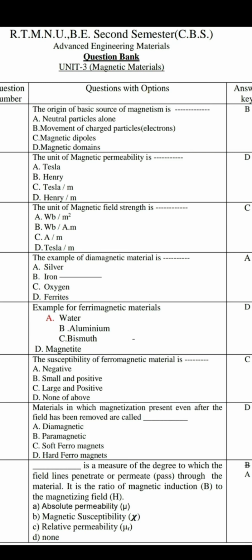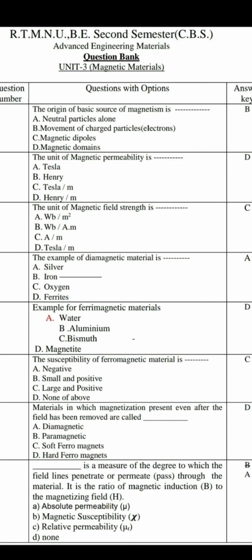Third, the unit of magnetic field strength is. Options are option A Weber per meter square, B Weber per ampere meter, C ampere per meter, D Tesla per meter. So the correct answer is C, that is ampere per meter.